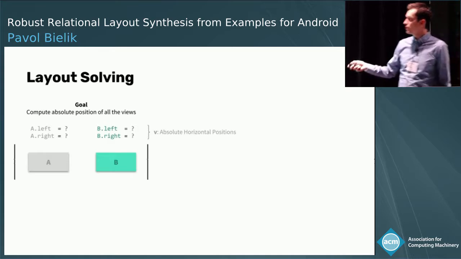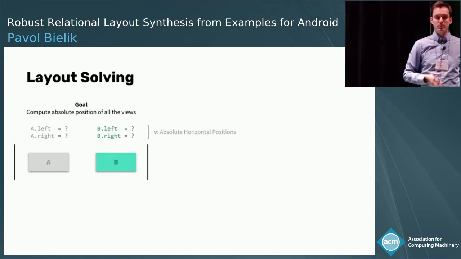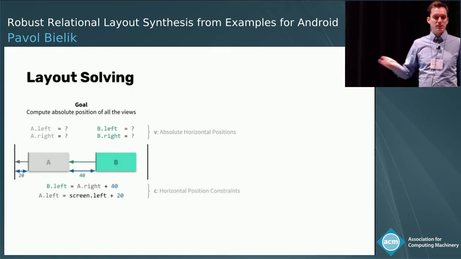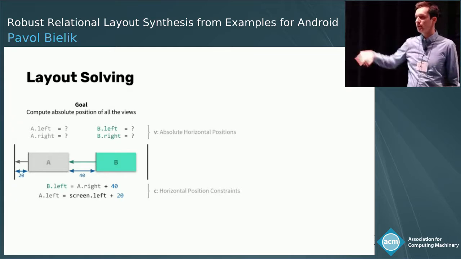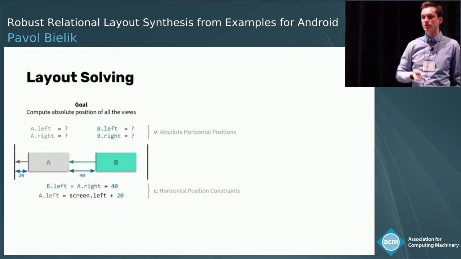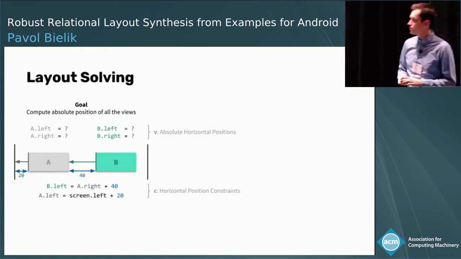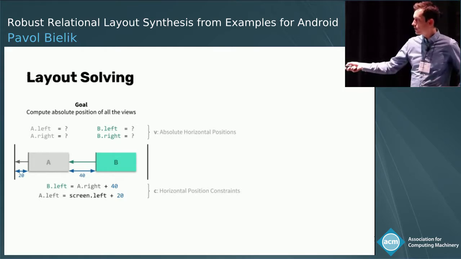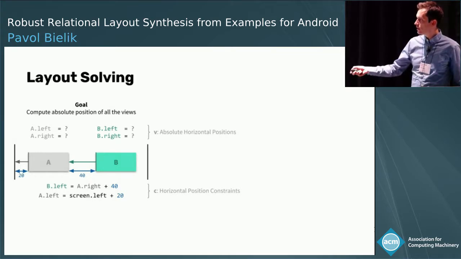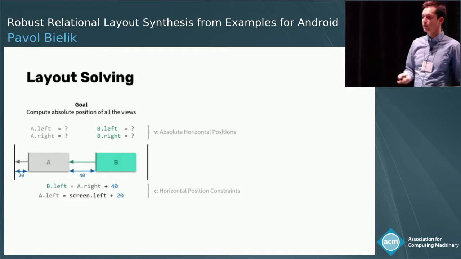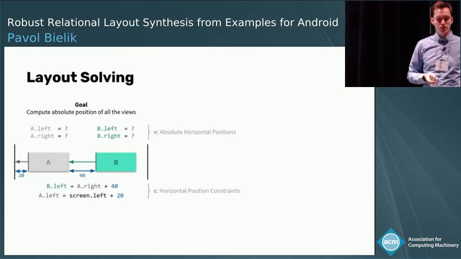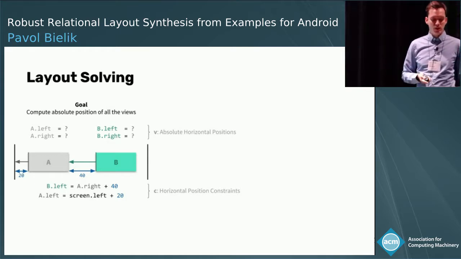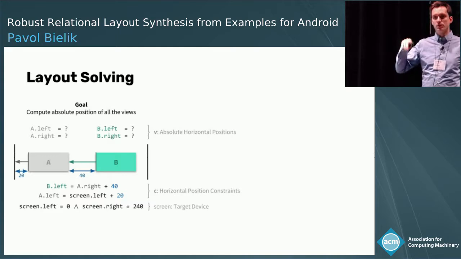Suppose we have these two views, and the goal of the solving is to figure out the absolute positions. To do this, we have some constraints that the user had to write. The user doesn't write the constraints like linear equations. There is some language that internally translates to these equations. So we have these two constraints, and they constrain the position of this view. It says view B is to the right of view A, and A is to the right of the screen. But using only these two constraints, we cannot actually compute the absolute position because this is just not enough information. What would help us is if we know the position of the screen.